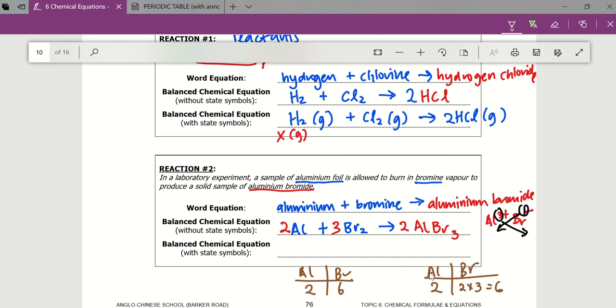So what is going to be the final one with state symbols? You will notice that in the text, we have a sample of aluminum foil. You have worked with aluminum foil before and you will know that it is actually solid state, right? So I have 2Al solid plus 3Br2. This is bromine vapor, right? Bromine vapor, so this should be gas, g, arrow, 2AlBr3. This is mentioned to us that it is solid, right? So I should have it as AlBr3 bracket s. And that is how I form the balanced chemical equation of reaction 2.